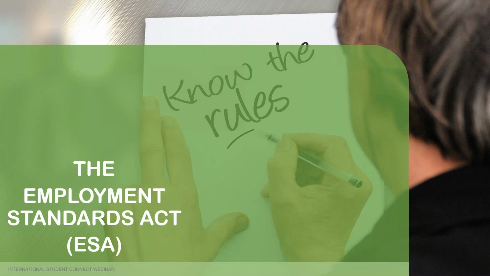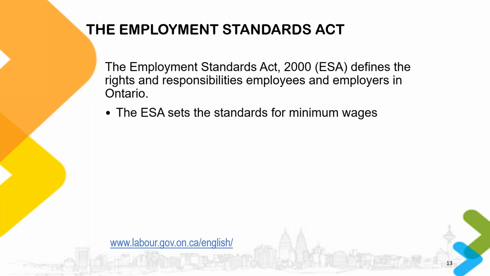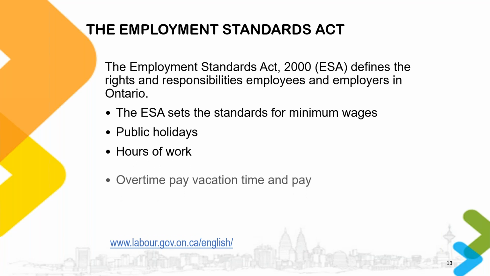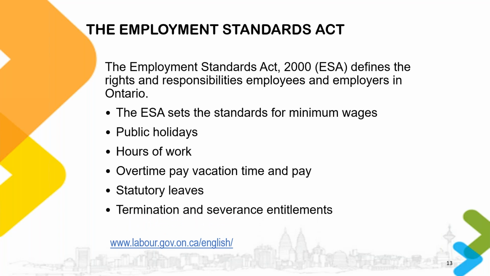The Employment Standards Act, which is also called ESA in short. The Employment Standards Act defines the rights and responsibilities employees and employers have in Ontario. The ESA sets standards for minimum wages, public holidays, hours of work, overtime pay, vacation time and pay, statutory leaves, and termination and severance entitlements.